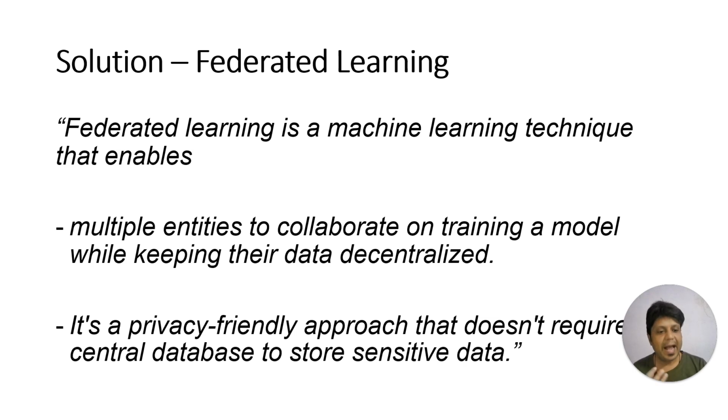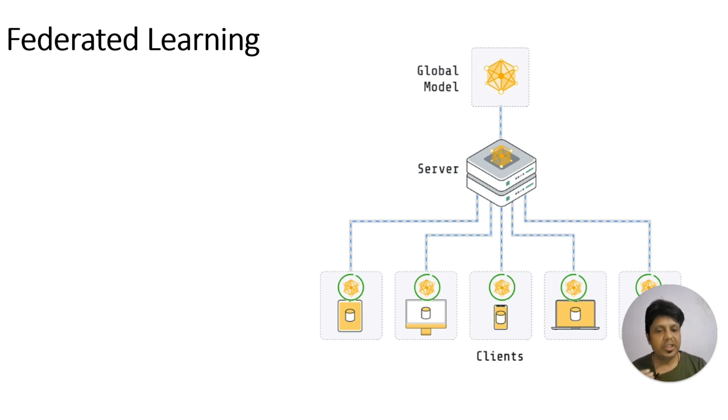So what is federated learning? As per its definition, federated learning is a machine learning technique that enables multiple entities to collaborate on training a model while keeping their data decentralized. As in, we don't have to centralize the data. We can keep the data where it is, and still train the model. Second, it's a privacy friendly approach that doesn't require a central database to store sensitive data. We'll talk about it later. So for example, in federated learning, we have these 5 clients, as in 5 different sources of data, and we have a global model, or a centralized place, right?